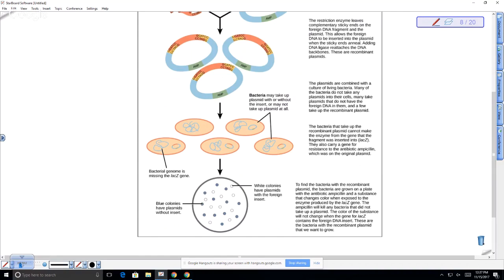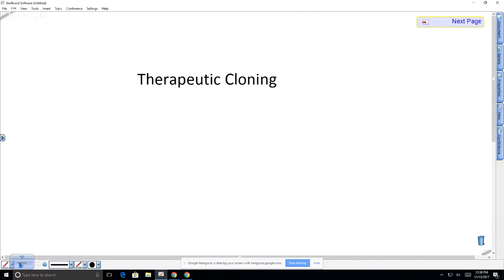But anyway, the bacteria just clone themselves, right? So we can find the bacteria that have the foreign DNA when we grow them on an agar plate. And then we can use those bacteria to produce human insulin. So that is molecular cloning. Okay.